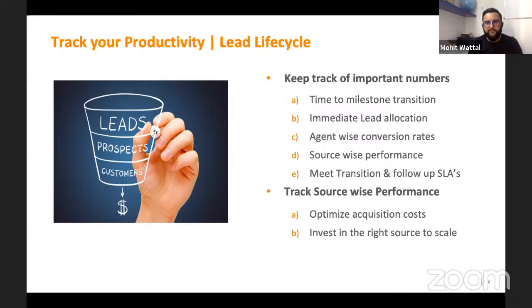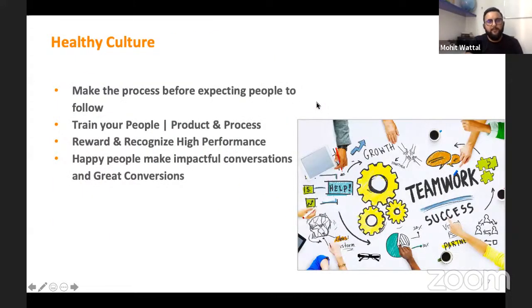And of course, as I mentioned, optimizing your acquisition cost and investing in the right source to scale your business is what we should be looking at. And to achieve this, tracking the numbers is very, very critical. So we will move on to the next slide.